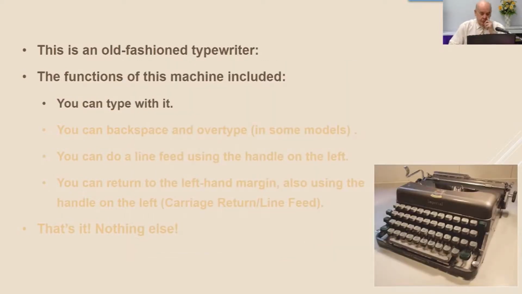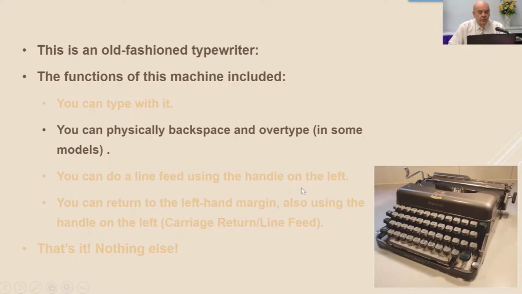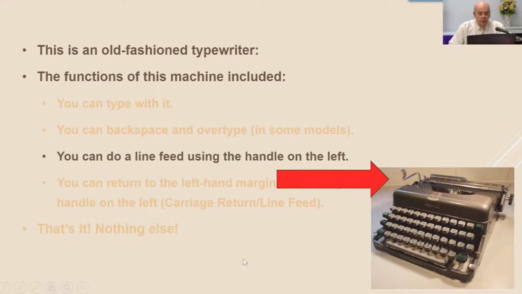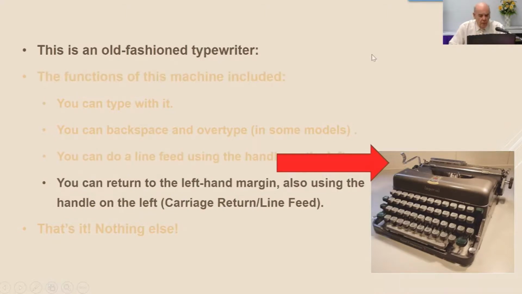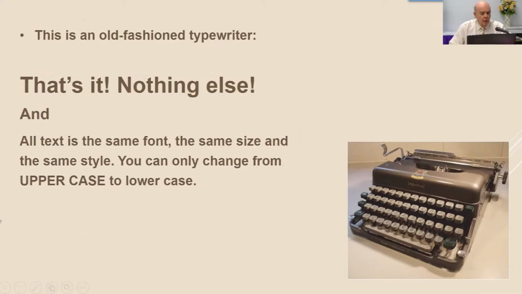The functions of this machine include that you can type with it, you can physically backspace and overtype, you can do a line feed by pushing the handle on the left here. You can return to the left-hand margin of the paper by again pushing on that handle. And that's it. Nothing else. And all the text is the same font, the same size, the same style, and the only thing you can change in the text is from uppercase to lowercase.